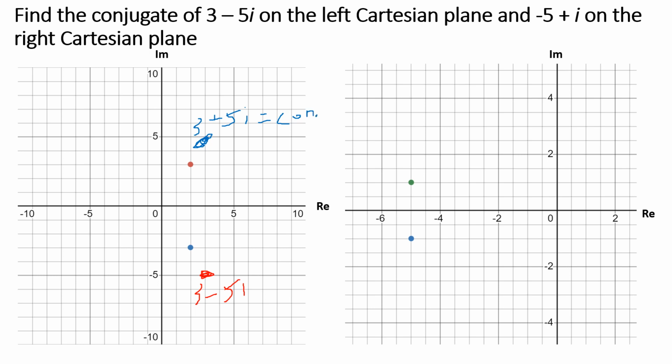Now, negative 5 plus I. And there it is right here. I did this one right. Negative 5, here's negative 5 right here. Plus I, here's the original one. The conjugate of that is negative 5 minus I, right there. So we're just looking across the real axis, reflecting on the imaginary axis.